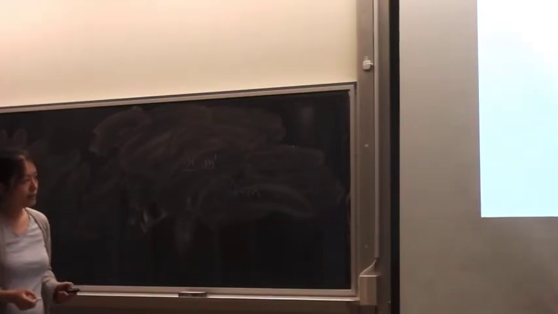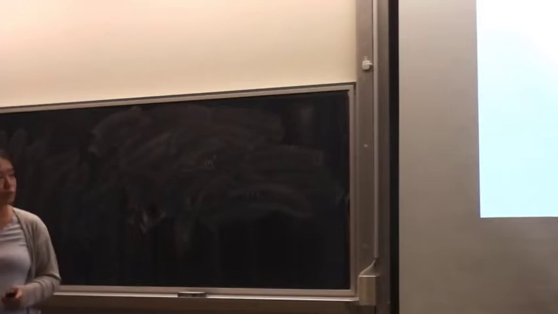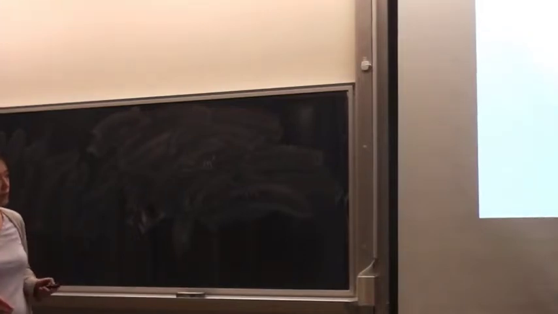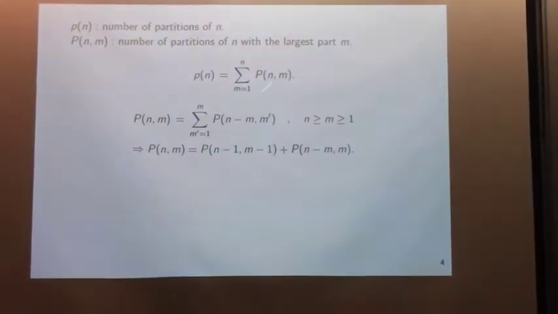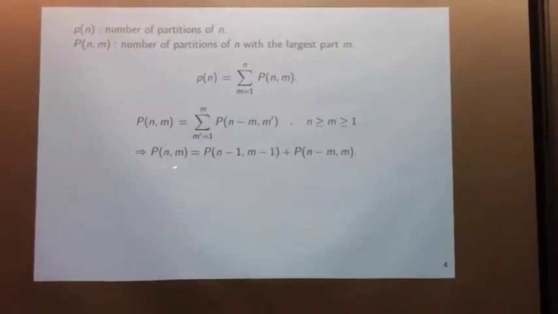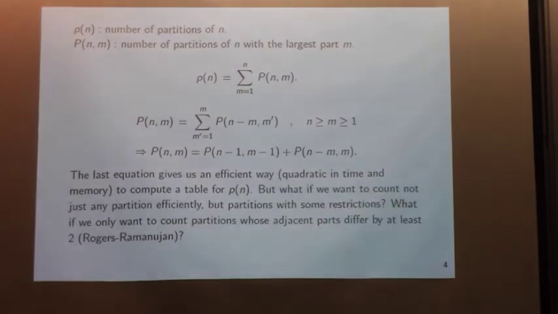So how do we get this nice recurrence? We substitute n for n minus 1 and have another equation like this, and then subtract that equation from the original one to get this nice recurrence relation, which enables us to find an efficient way to compute a table for P(n), which is quadratic in time and memory.